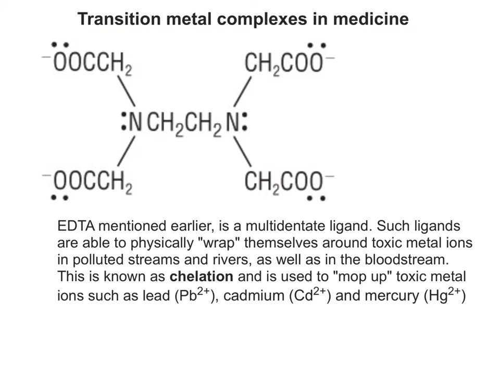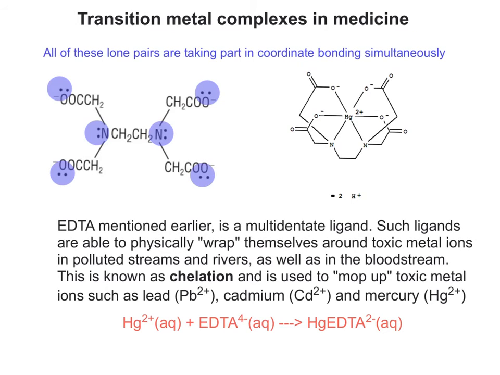So we looked at EDTA very briefly earlier in the clip, and mentioned that it was a multidentate ligand. Ligands such as EDTA are able to physically wrap themselves around toxic metal ions in polluted streams and rivers, indeed in the bloodstream. So for example, it can react with mercury in the bloodstream to render it incapable of reacting with or interfering with biochemical processes which the mercury would otherwise do. Same for lead and same for cadmium. An example of an equation showing this reaction would be at the bottom of the screen.